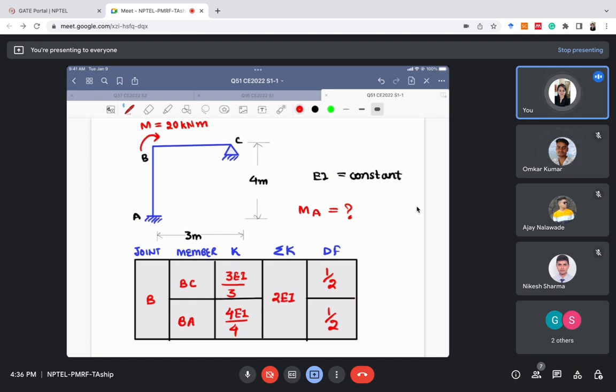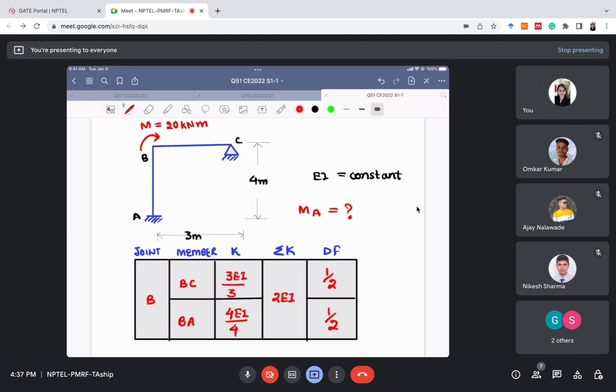Can you now tell me the value of MA? You have done it correctly till now, you've told me everything correct. So we have found the distribution factor. Can you tell me the value of at least MBA? MBA will be 10 kilonewton. Very good. And what will be the value of MAB then? 5. Very good.